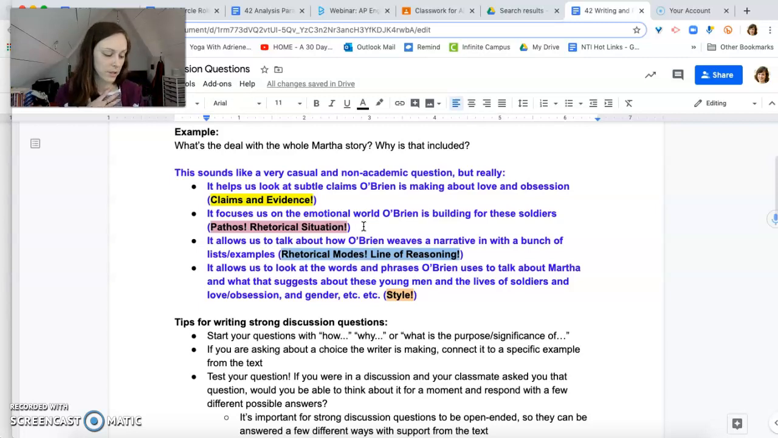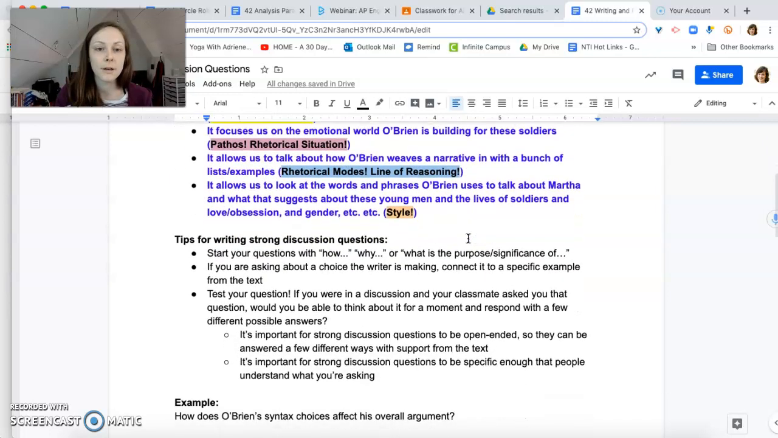When I read the book the first time, the emotion I felt was kind of like repulsion. Like Lieutenant Cross just kind of seemed like a weirdo and a creepy dude to me, but it made me feel something, and it made me react emotionally to a character. So that has to do with pathos, the rhetorical situation, the impact on the audience.